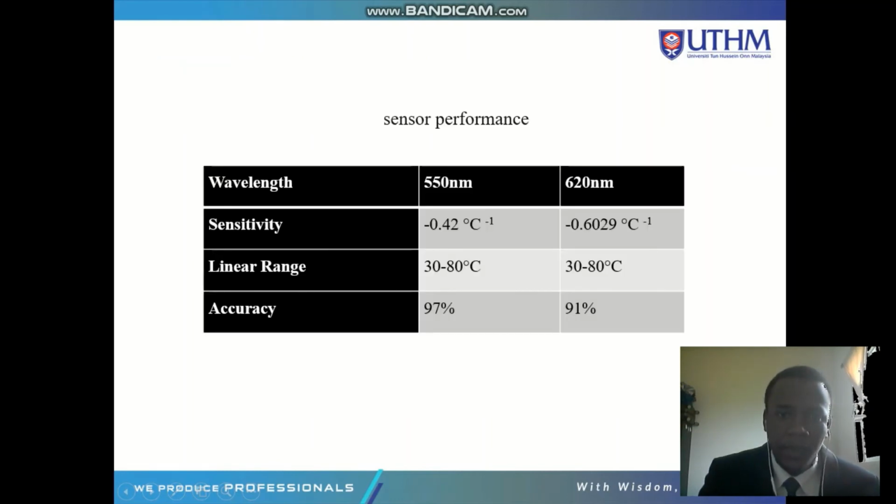So now this is the sensor performance, the wavelength. We have 550 and 620 nanometer. The sensitivity for the 550 is negative 0.42 per degree Celsius, and the 620 is negative 0.6. As for the linear range, both of them are 30 to 80 degrees Celsius. For the accuracy, the 550 has 97% accuracy, and the 620 is 91% accuracy. So we can say the 550 is more accurate compared to the 620. Even the sensitivity, this one is more sensitive than this one.